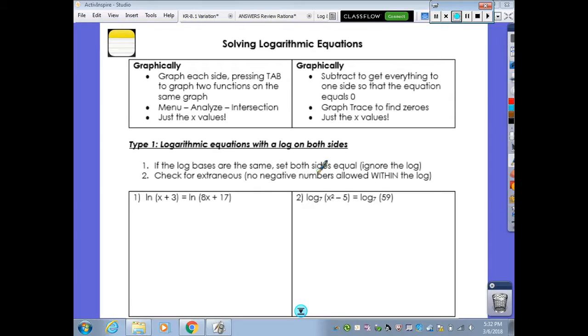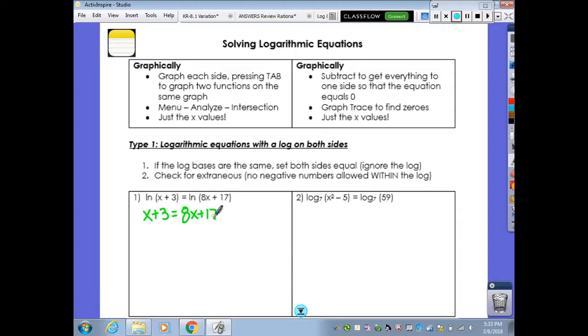So now let's talk about solving logarithmic functions algebraically. Type 1, logarithmic equations with a log on both sides. Step 1: if the log bases are the same, set both sides equal. Ignore the log. Step 2: check for extraneous solutions. We know that we can't have a negative number inside of our log and we can't have any zeros. So what we can do here is set them equal to each other because they both have the same log on both sides.